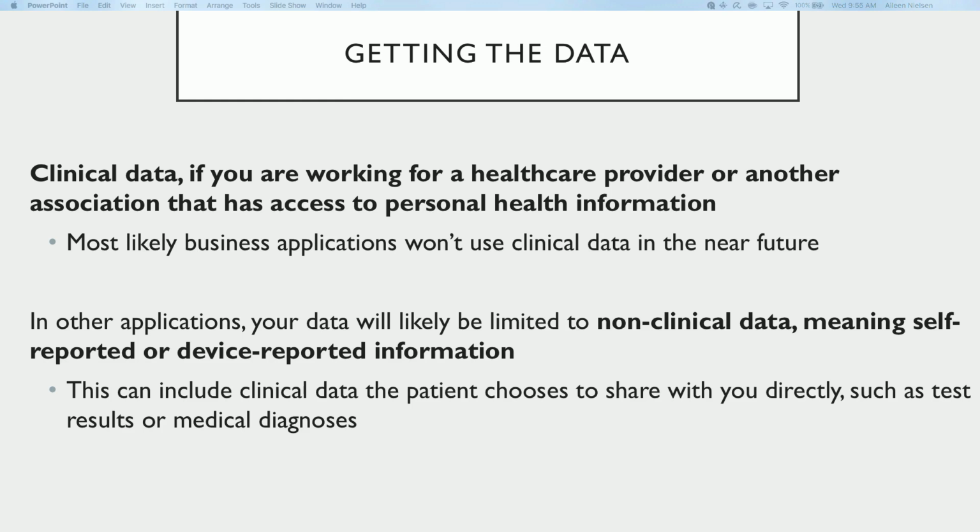Firstly, getting the data, right? You're in a healthcare organization of some kind. How do you get data? Where does that data come from? Well, firstly, you'll get clinical data, but only if you are working for a healthcare provider or another association that has access to personal health information. Personal health information is actually a technical term. It comes from HIPAA, some US legislation based on describing what you can and can't do with healthcare data.